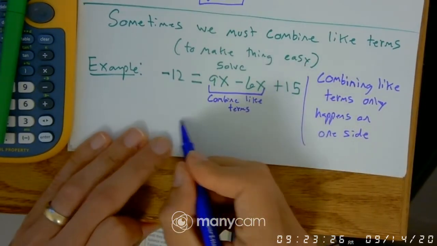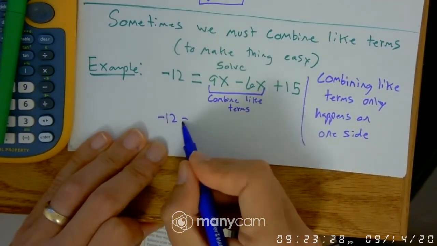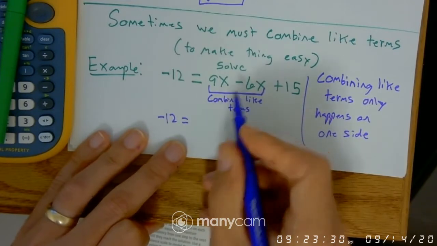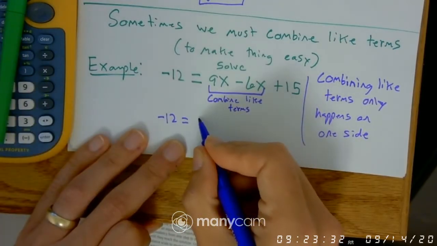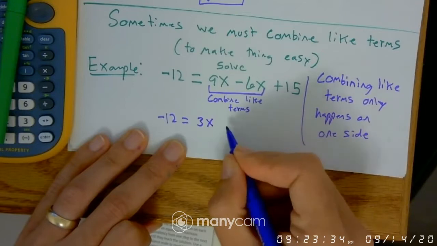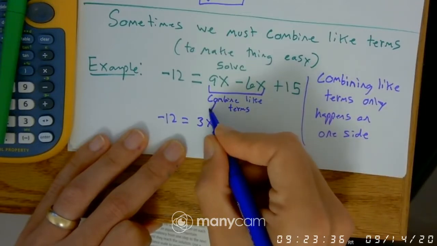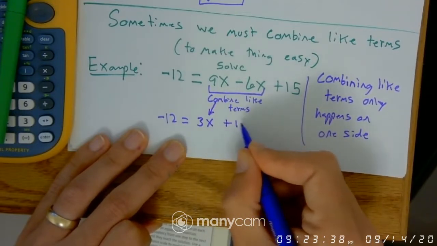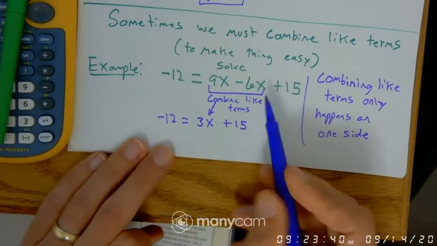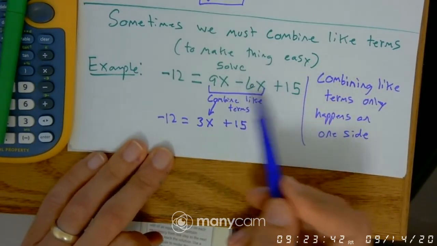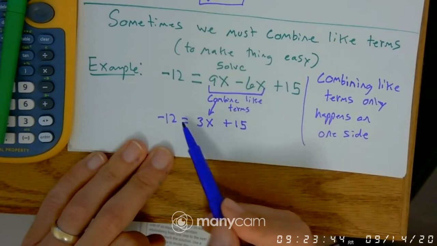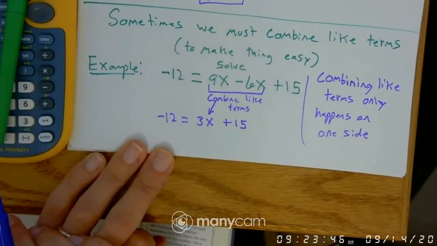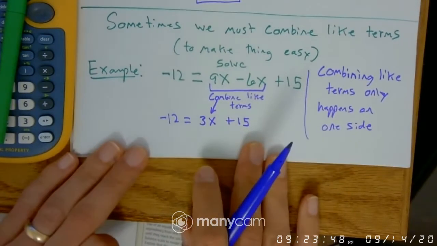So what I'm going to get is the left stays the same. And then 9 minus 6, that's going to be 3x. And then that stays the same. And so now I took an equation that looked more scary than it was, and now it's just back to what we had before.